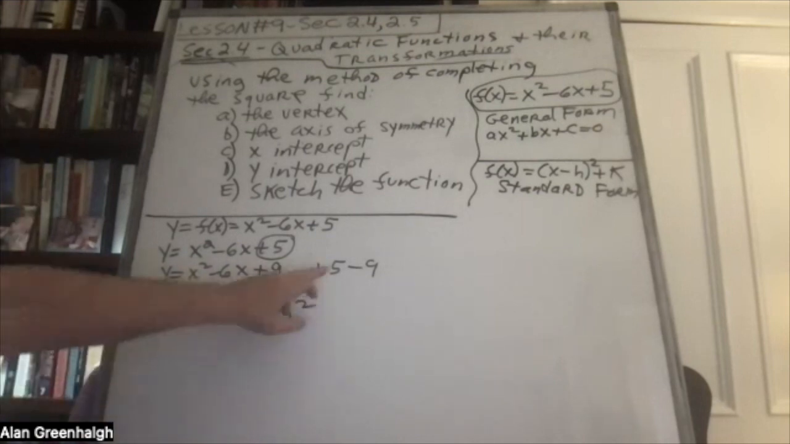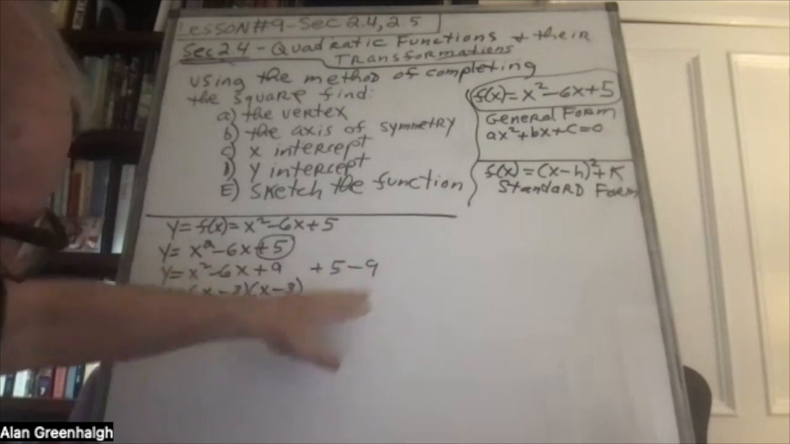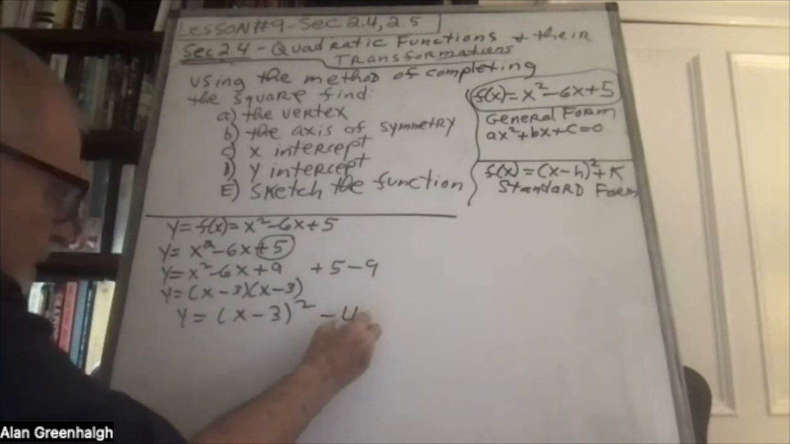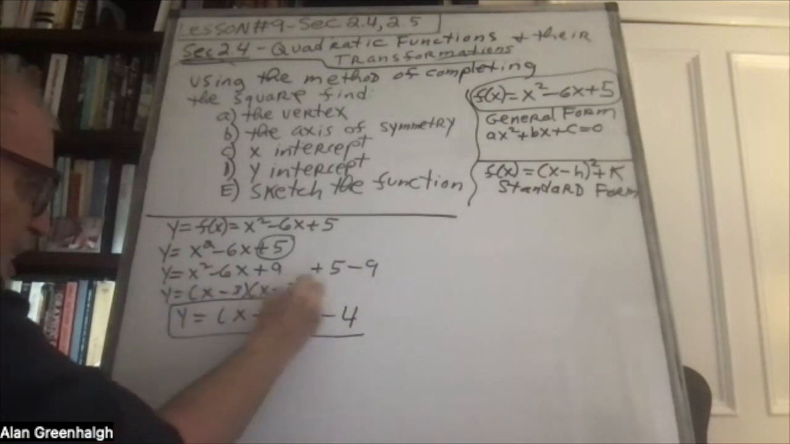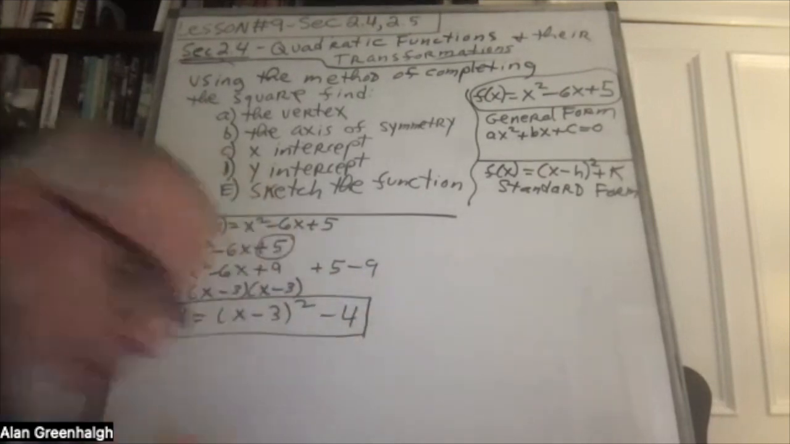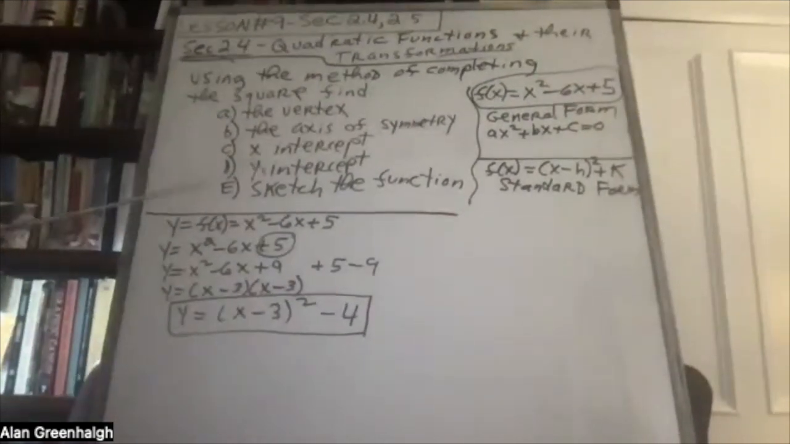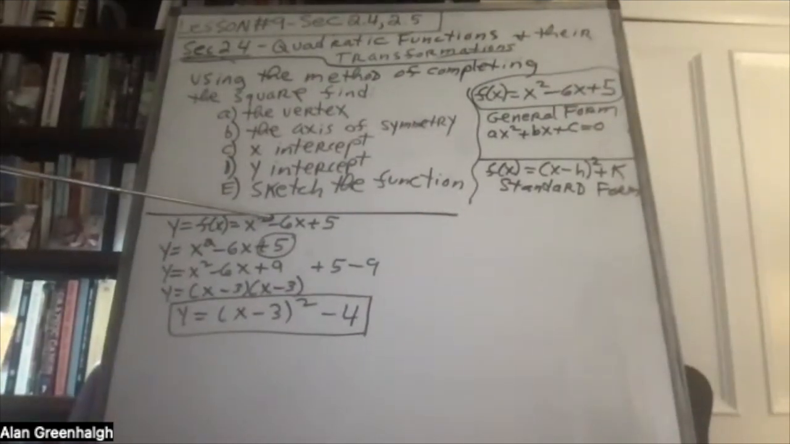Okay, so that's that. And now let's do this. Now let's bring this into it. 5 minus 9 is negative 4. And this is the first part of the problem. We have changed from general form to standard form.